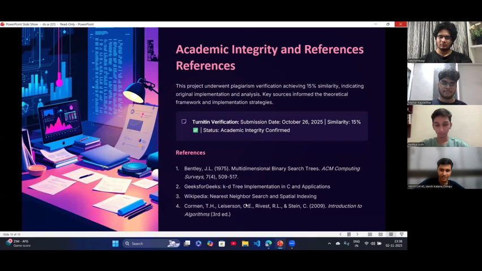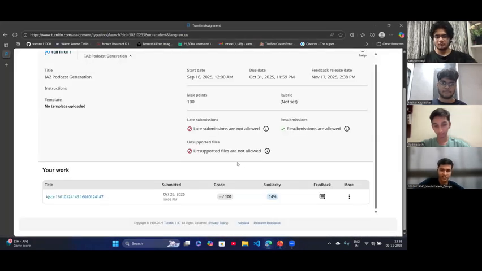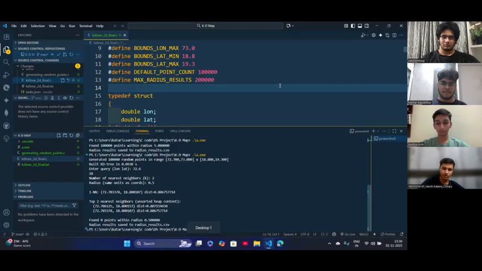Sure. So here is our Turnitin report. Here it shows the similarity of 14%. And this is our batch title. Yes, you can check it. We got 14% similarity, and for the code, this is our code.